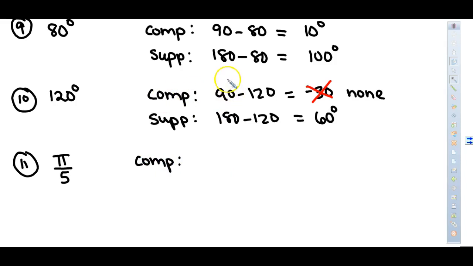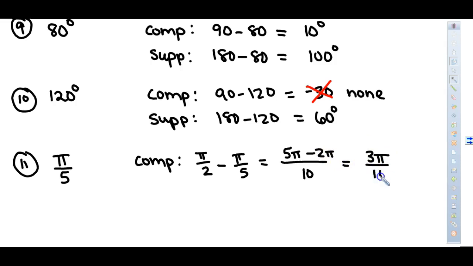Well, just like with degrees, I did 90 minus whatever my angle is. Since this is in radians, I'm going to do pi over 2 minus whatever my angle is. Got to get some common denominators here. Common denominator is 10, right? Multiply these two together. Multiply these two together. And you end up with 3 pi over 10. We can keep that answer because it's a positive angle. If that had ended up being a negative, we would throw it out, just like we did here.